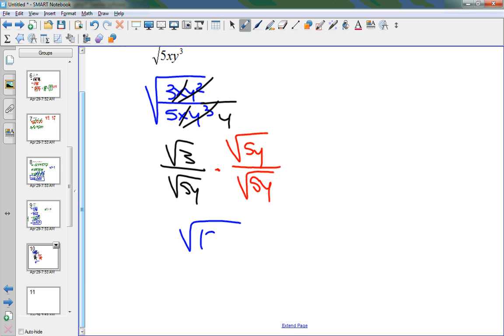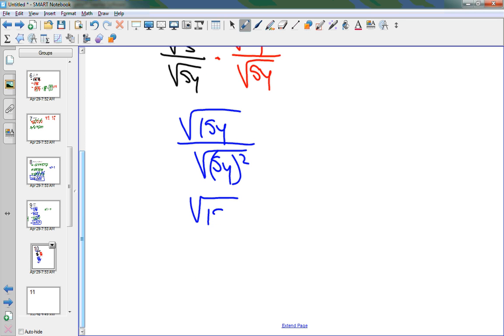So I marry those. 5 times 3 gives me 15y. The bottom's going to give me 5y squared. Why? Because I have 2 of them. What happens to my power, my root, my denominator? They cancel out. And I have the square root of 15y all over 5y. Do you see what I got going on up there? Can you do it by yourself? You better be willing to work your tush off tonight.